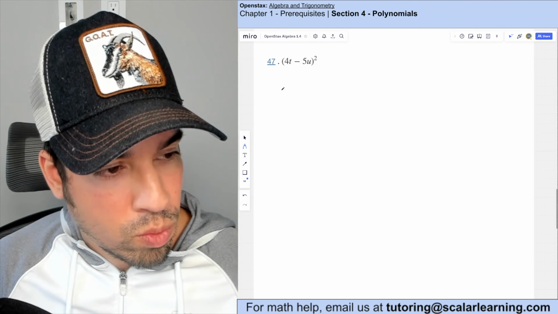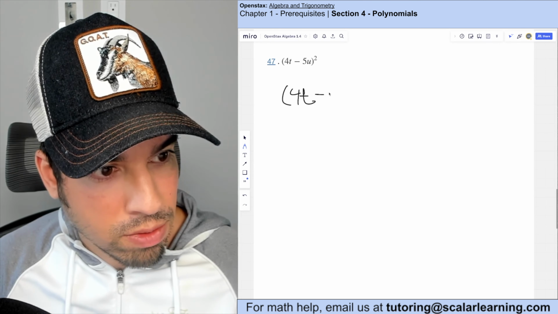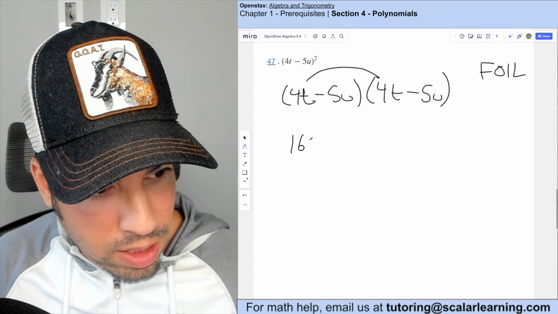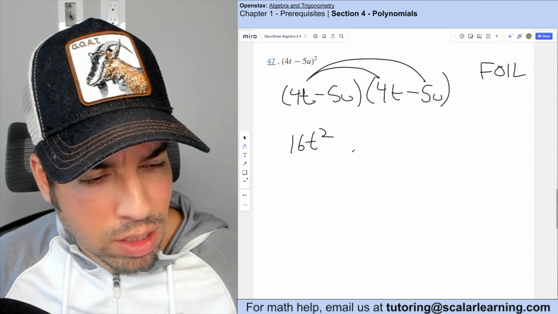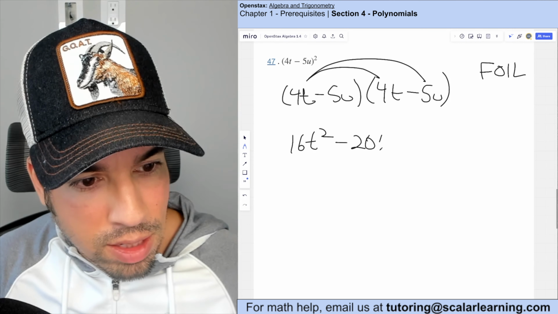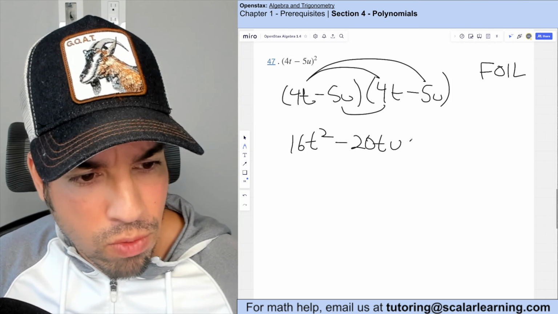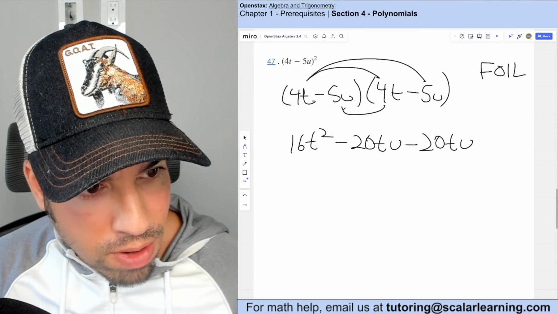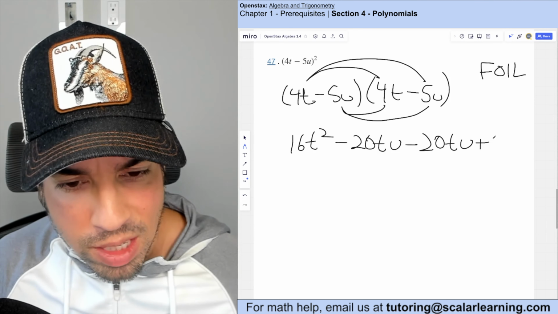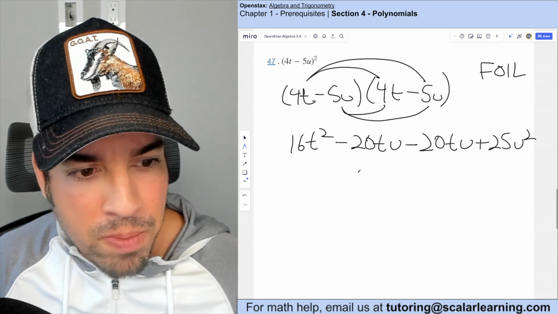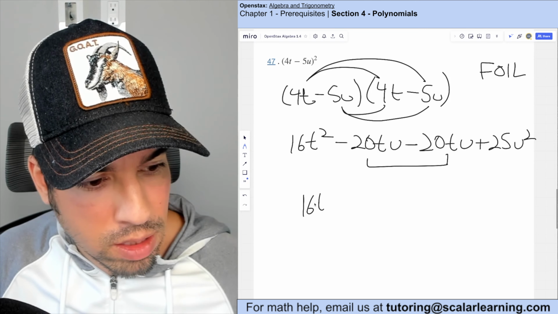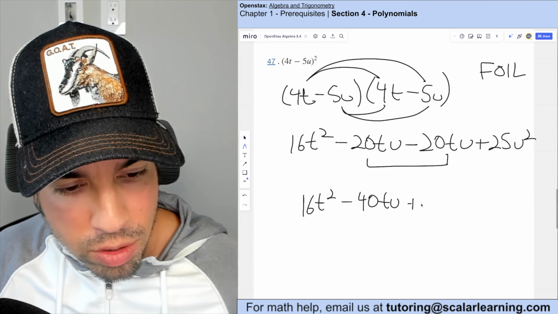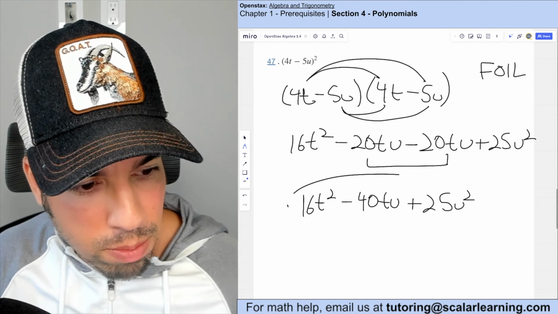Boom, done. I'm going to write this out as 4t minus 5u times itself. Then we're going to FOIL. First times first is 16t squared. Then we've got 4t times negative 5u, which is minus 20tu. Then we've got negative 5u times 4t, which is again negative 20tu. And last but not least, negative 5u times negative 5u is positive. Negative times negative is positive. 25u squared. Now we're going to combine like terms. So we got 16t squared minus 20 becomes minus 40tu plus 25u squared. Boom, done.